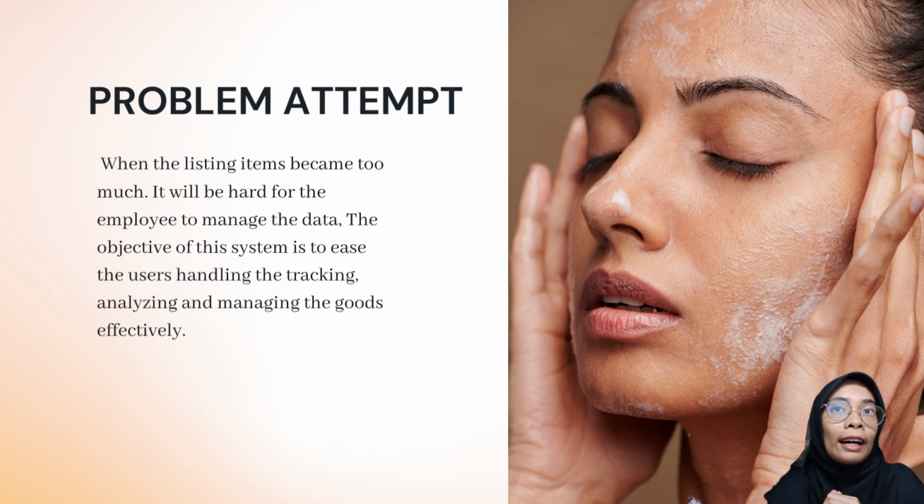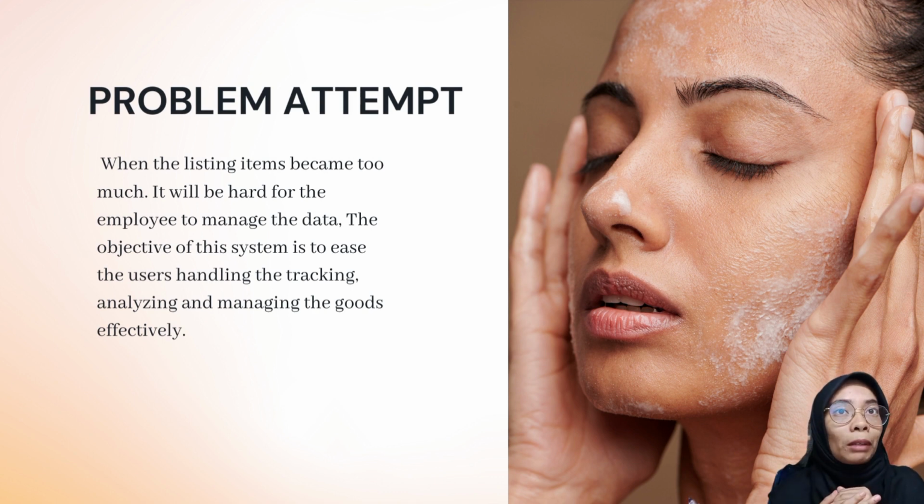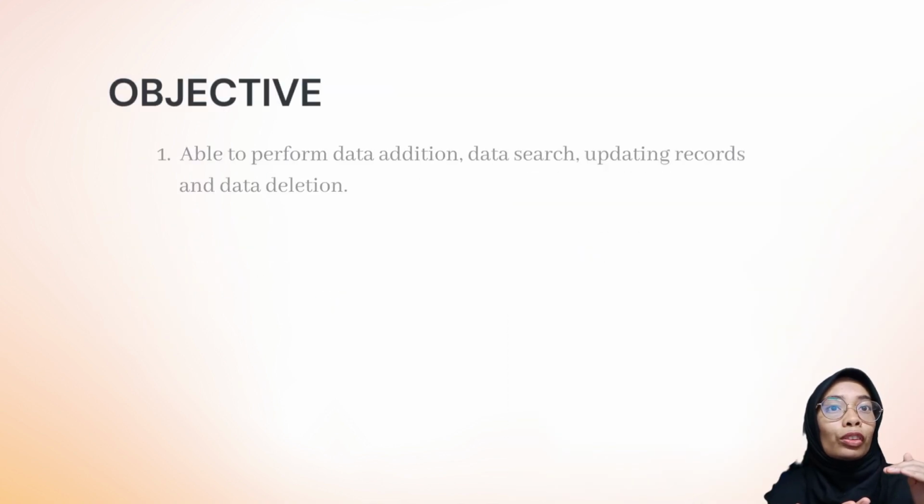Now, the problem statement: why we should create this inventory management system. When the listing of items becomes too much, it will be hard for the employee to manage the data. The objective of the system is to ease the user in tracking, analyzing, and managing the goods effectively. This way, the project can greatly benefit the company by not wasting a lot of paper to store for future use.